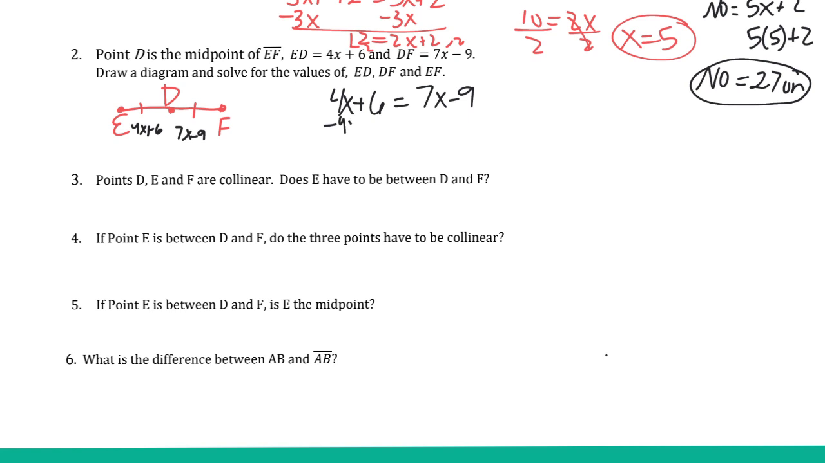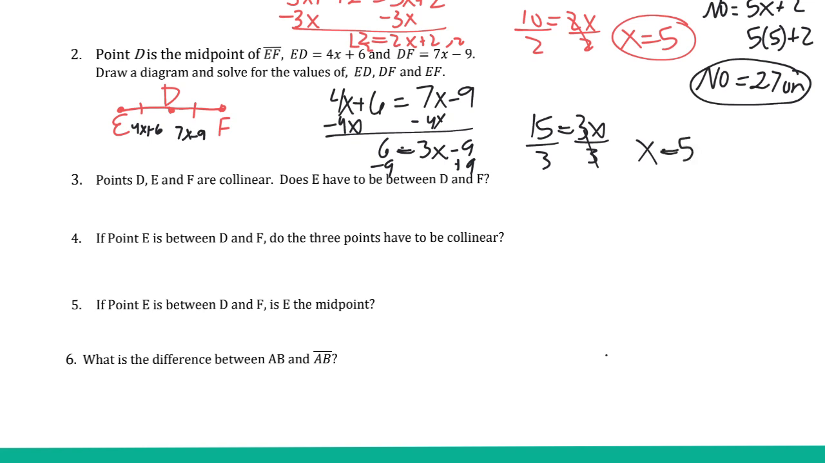So let's subtract 4x to get all the x's to the same side. We get 6 is equal to 3x minus 9. We will add 9 to both sides, and we'll get 15 is equal to 3x. Divide both sides by 3. Wow, this is getting a little sloppy. X is equal to 5.